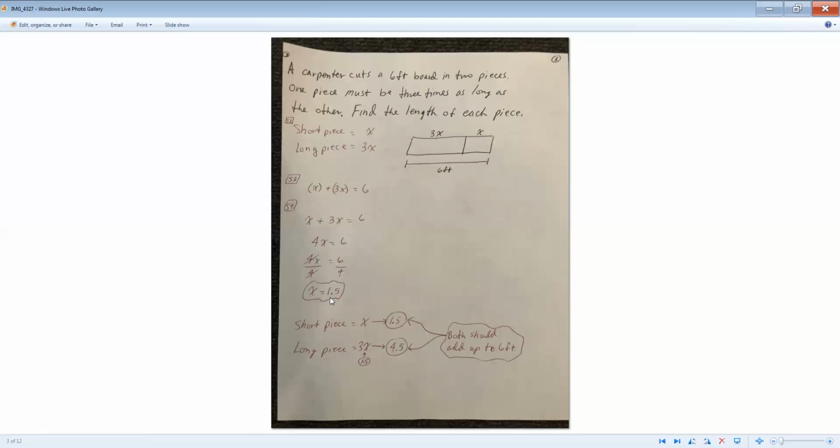So you have to check to make sure you're actually answering the question. And they want to find the length of each piece. So x is equal to 1.5. That's a short piece. The long piece is 3 times 1.5, which is 4.5. And of course, both pieces should add up to 6.